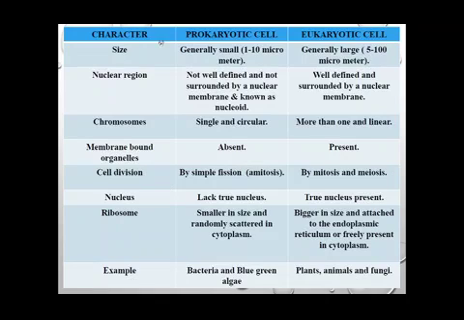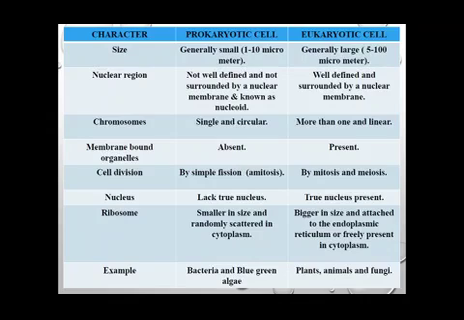First of all, we'll start with the size. The size of the prokaryotic cell is generally small. It varies from 1 to 10 microns. In case of the eukaryotic cell, the size is generally large and it varies from 5 to 100 micrometers. Now comes the nuclear region. In case of the prokaryotic cell, the nuclear region is not well defined. The nucleus is not found. Nucleoid is there and there is no nuclear membrane.